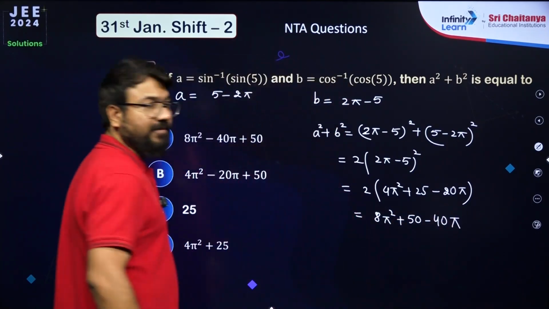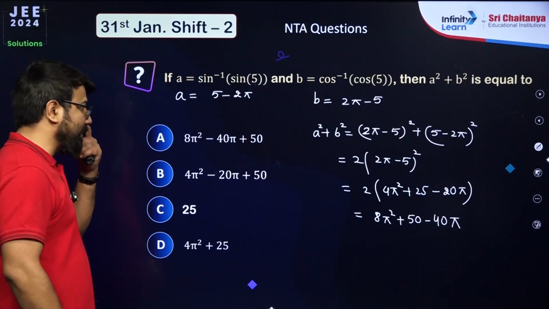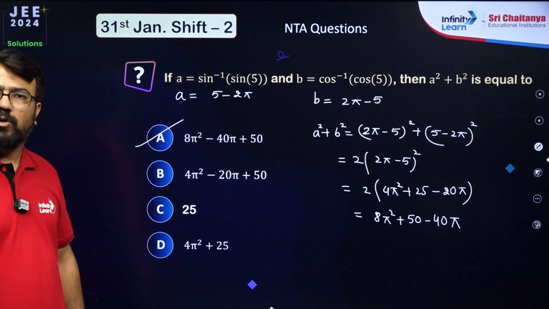Is there any option being given of this way? 8 pi square, then 50, then 40 pi. Yes, A option. That is why A option will be the final answer.